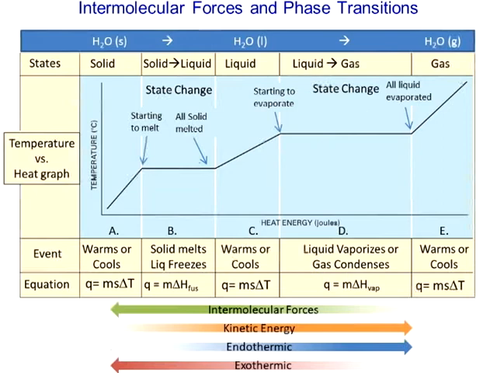What's the summary of this? What we know then is that intermolecular forces are stronger to the left. We know that kinetic energy is stronger to the right. We know that endothermic processes move from left to right, and exothermic processes move from right to left. Okay? That's what we learned from this.